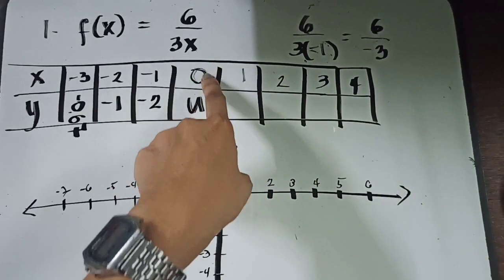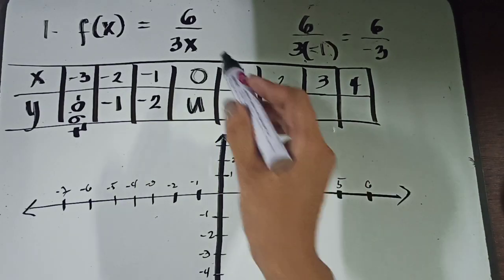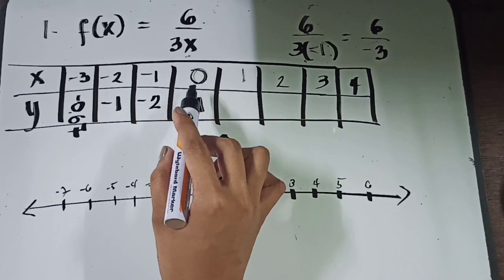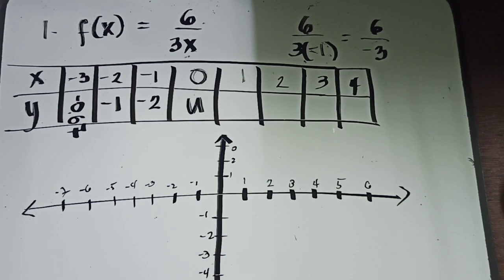Okay, so again, if the value of x is 0, then that is undefined. So, bakit? 6 over 3 multiplied by 0 is 0. Again, there is a rule that the denominator should not be equal to 0, kasi pag naging 0 ang denominator, that is already undefined.